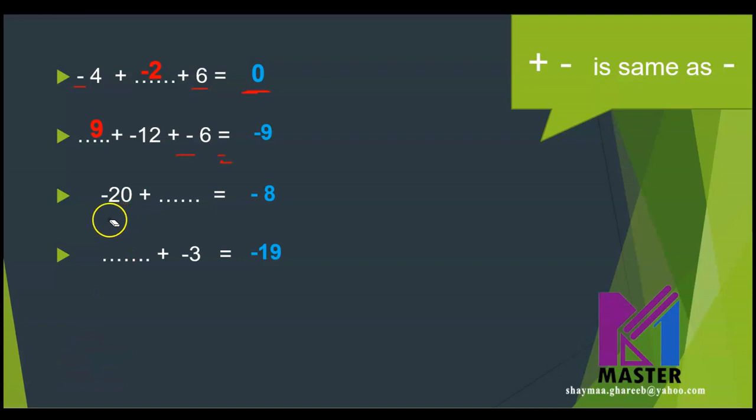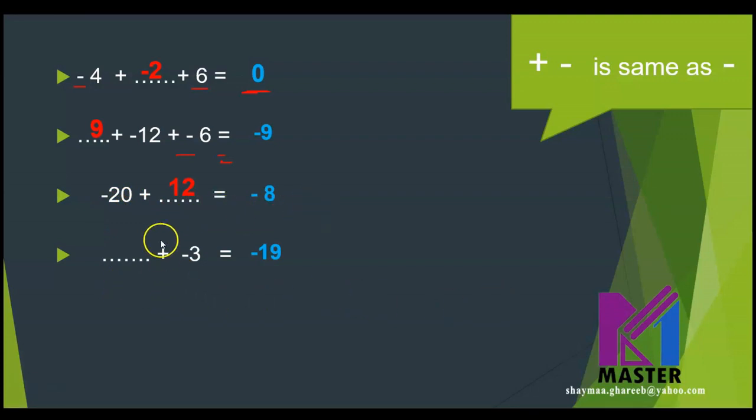Now, let's see the next example. -20 plus what gives -8? What do you think? I have -20, it became -8, which means it became bigger. So I need to add the difference between the 20 and the 8, which is 12. So the answer will be 12. -20 plus 12 equals -8.